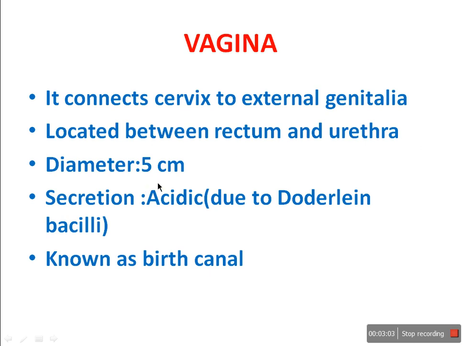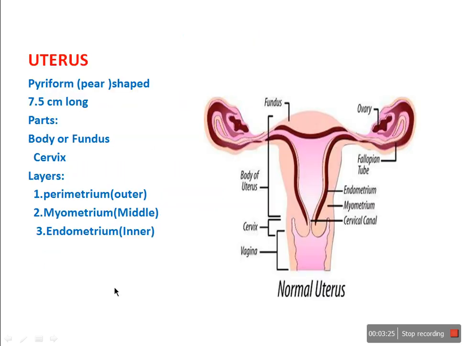The diameter of the vagina is about 5 cm, and the vaginal secretion is acidic in nature due to the presence of Doderlein bacilli. Due to the presence of Doderlein bacilli, the secretion of the vagina is acidic. Vagina is also known as the birth canal.